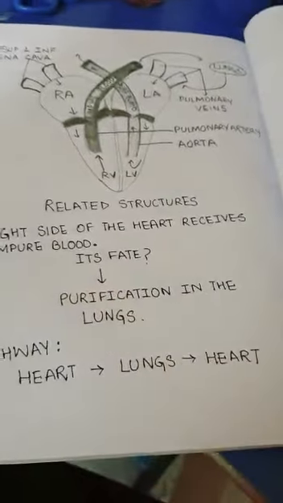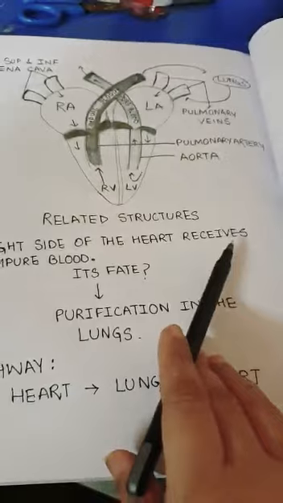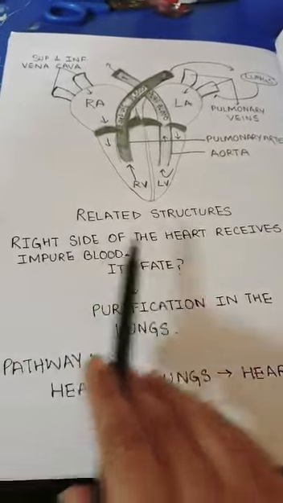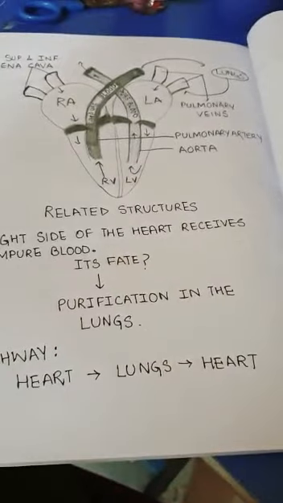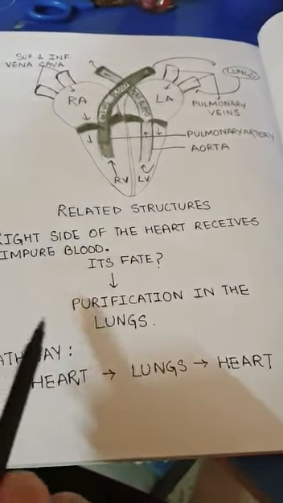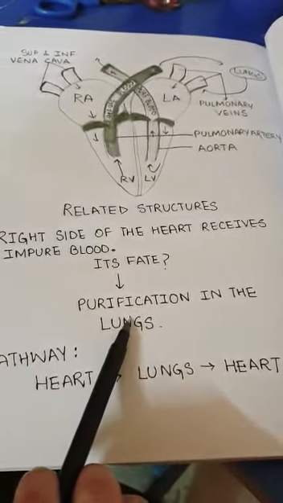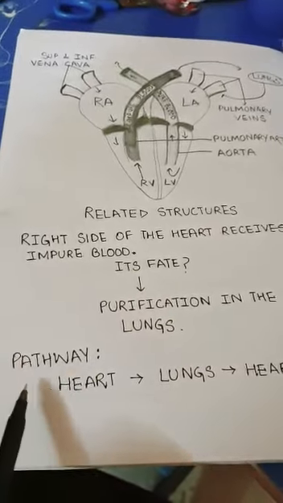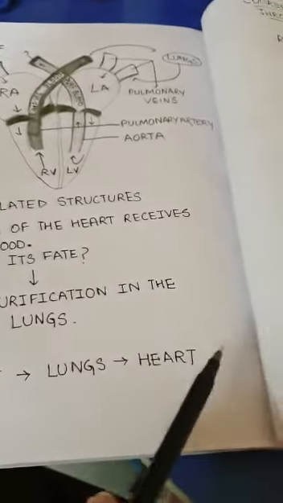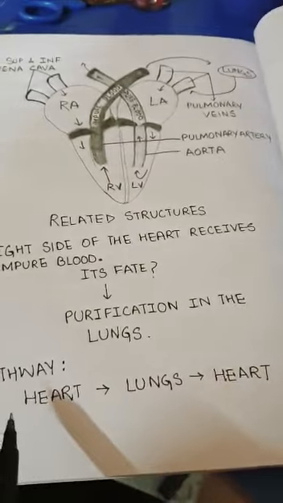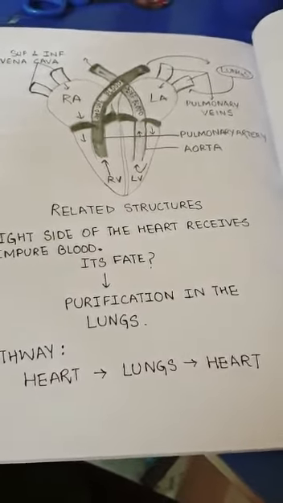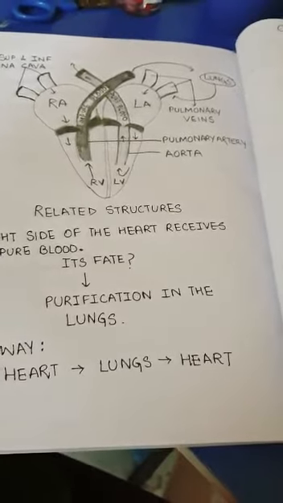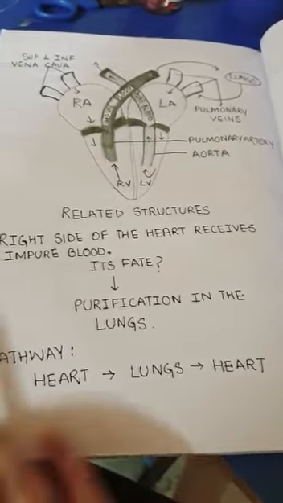Here we can see the right side of the heart receives the impure blood. Now let's say, what is its fate? Its fate is purification, and this process takes place in the lungs. The pathway is the heart, lungs and the heart again. That is why it is known as double circulation, since it involves the heart and lungs both.